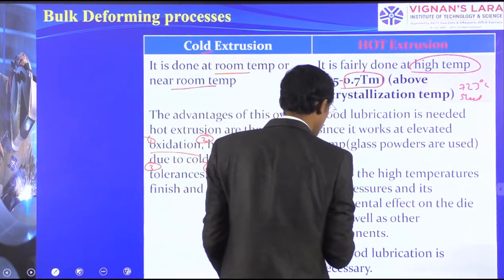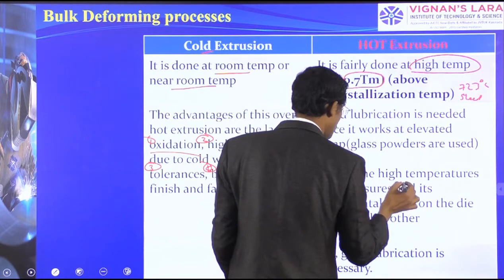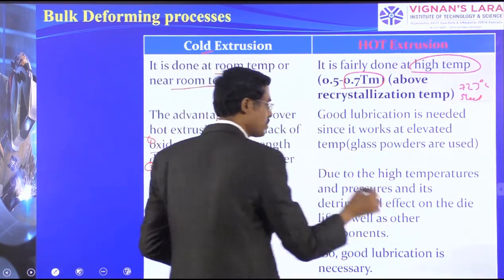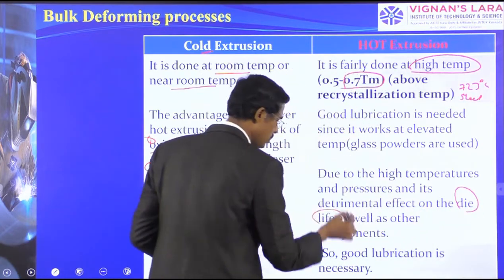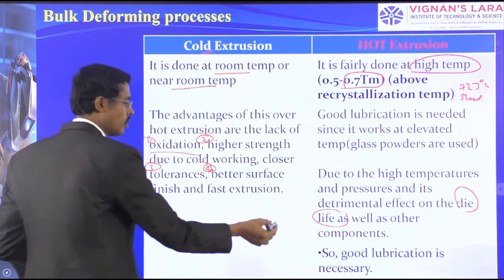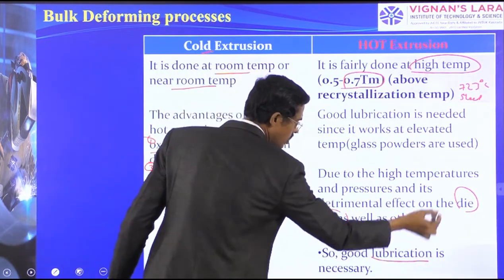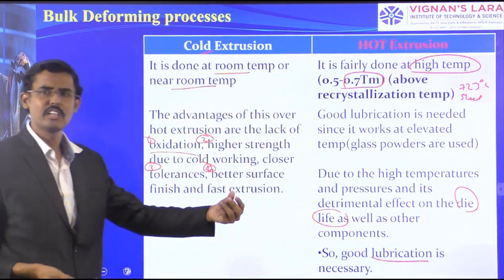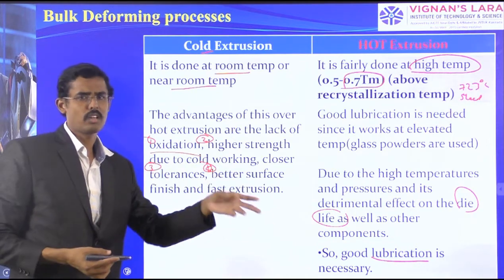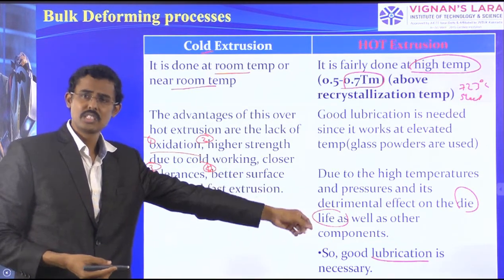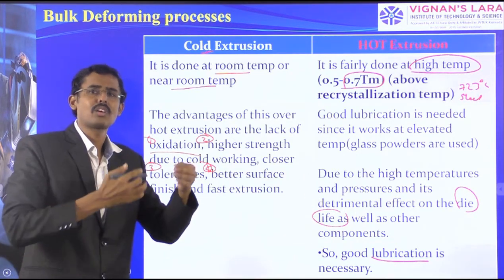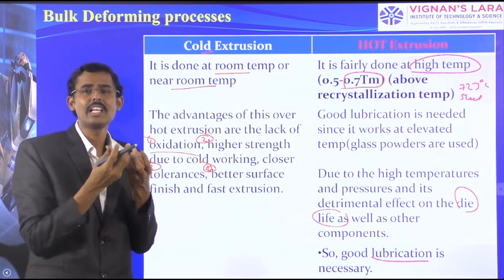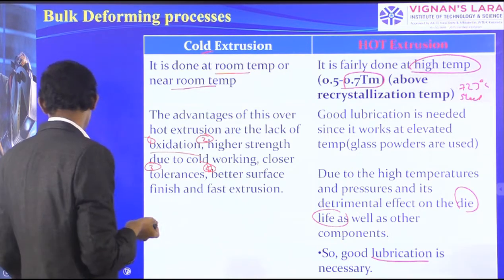Similarly, for hot extrusion, due to the high temperatures and pressure and their detrimental effects, the die life also reduces. So with the same points we have seen now, good lubricants can be used to reduce the frictional contact with the die. Lightly applied lubricants can be used at the corners near the die, in such a way that the friction or the transfer of temperature from the billet to the die can be reduced, so therefore the die life can be increased. Such things can be done.